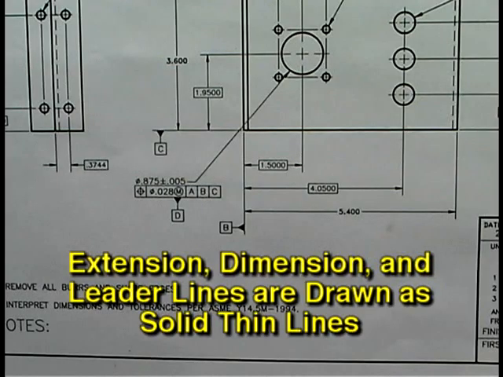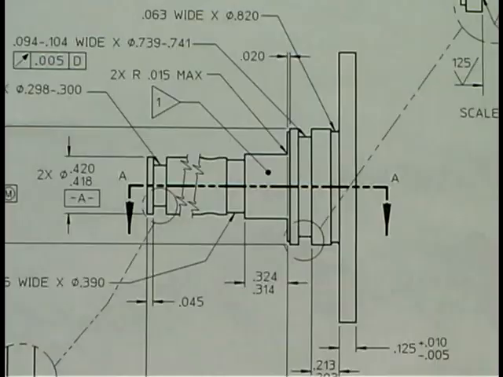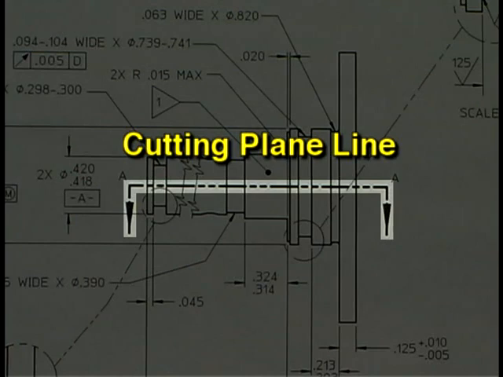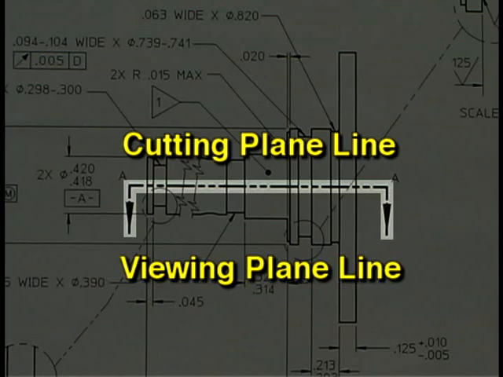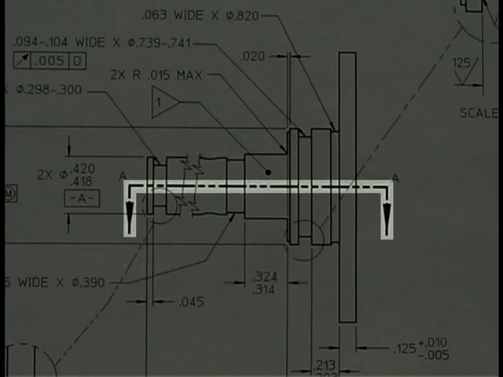Extension, dimension, and leader lines are all drawn as solid thin lines so that they are easily distinguished from object lines. When a section view is required, a cutting plane line like this may be found. The cutting plane line, also called a viewing plane line, is typically drawn as a thick line with a pattern consisting of one long dash followed by two short dashes. A cutting plane line can also consist of thick dashes of equal length. The letters with the cutting plane line identify the section view to be found on the print.